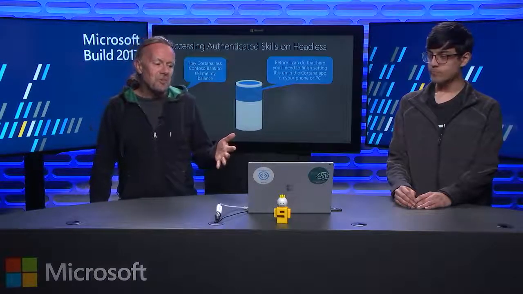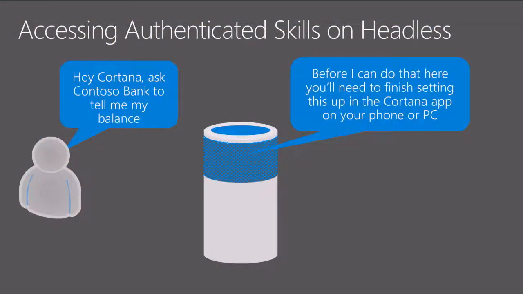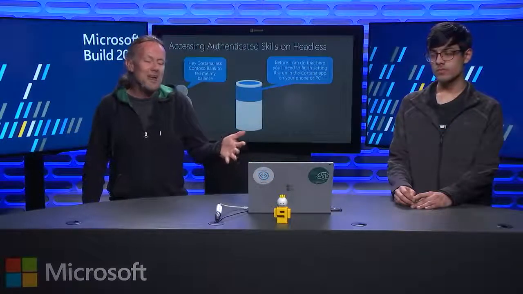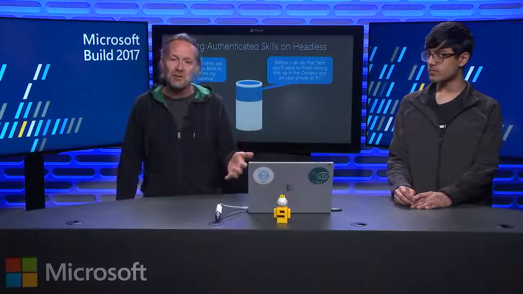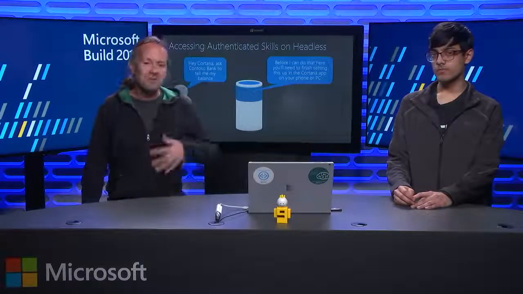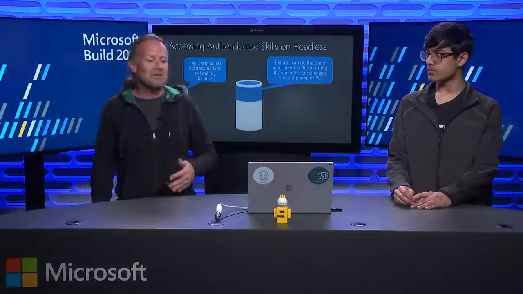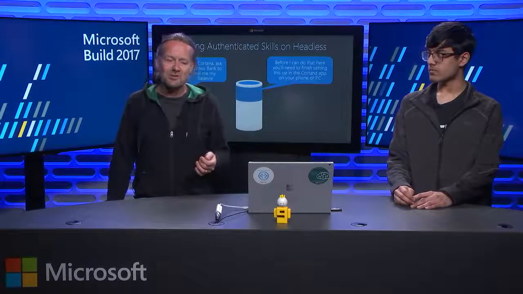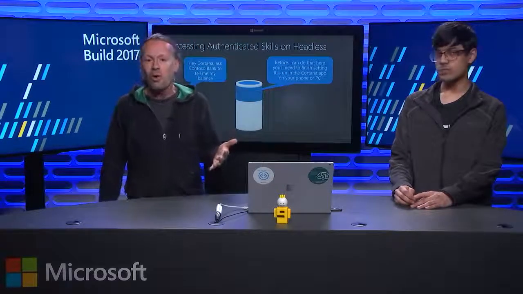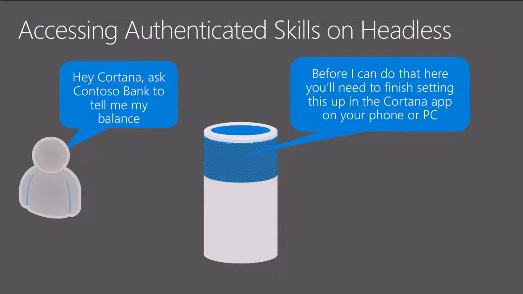Now, just a thing about entering credentials, you need a browser window for that. So how's that going to work on a headless device such as a speaker? Well, the way that is handled is when the skill gets to the point where credentials are required. If the user accesses a skill for the first time on a speaker, then Cortana on that device will automatically put out a response saying, I'm sorry, before I can execute this skill, you'll need to finish setting this up in the Cortana app on your phone or PC.